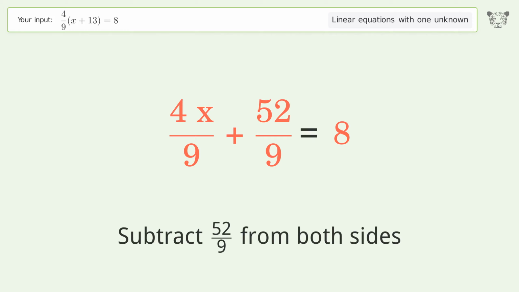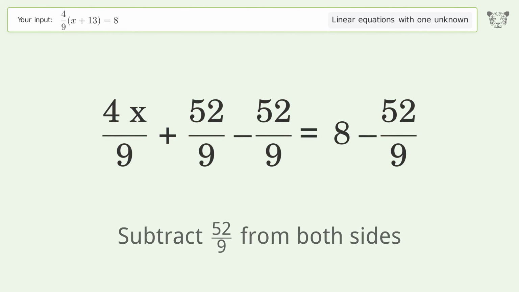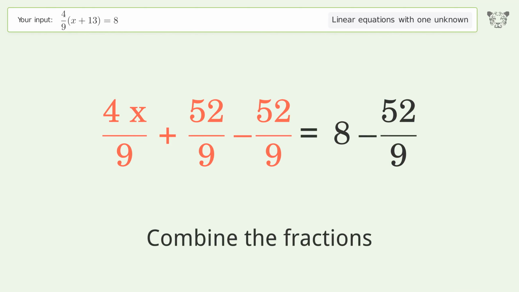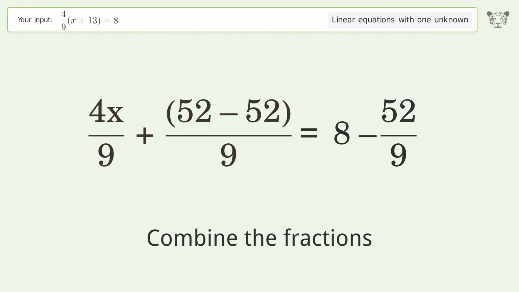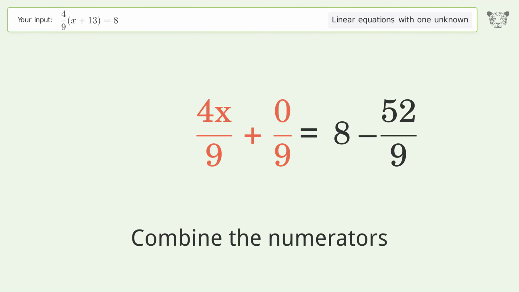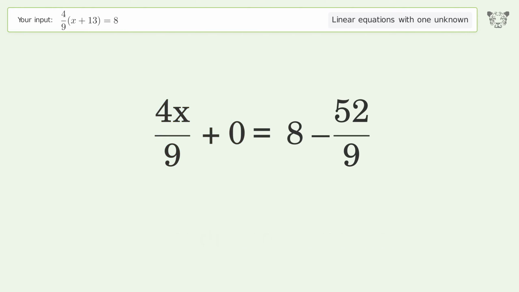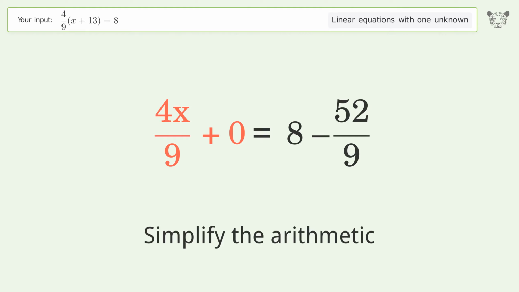Subtract 52/9 from both sides. Combine the fractions. Combine the numerators. Reduce the zero numerator. Simplify the arithmetic.